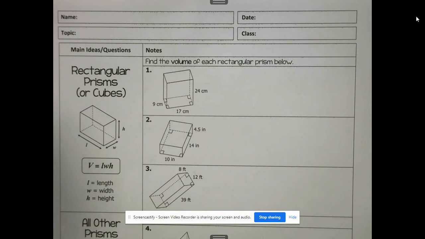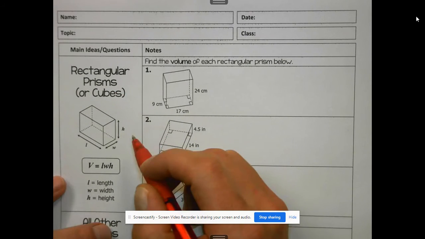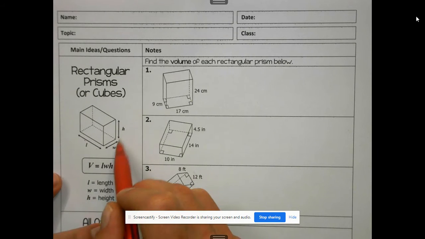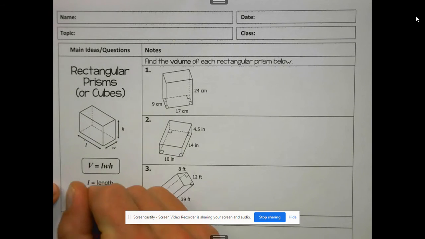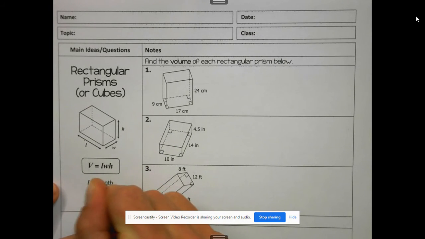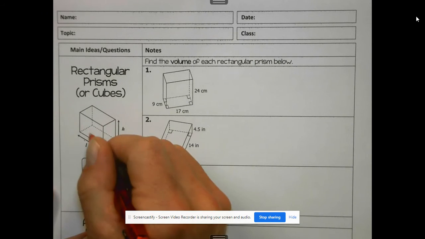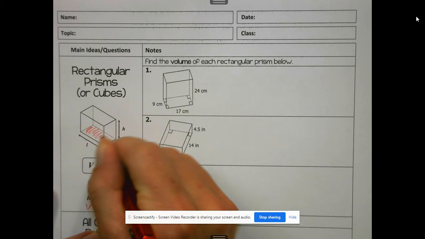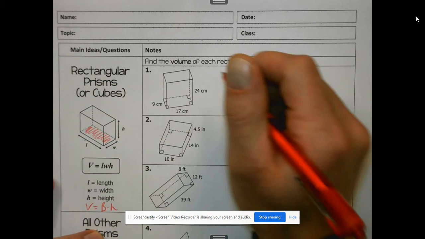So here we go. Prisms, rectangular prisms or cubes are up first. Your little formula is length times width times height. Or you might see it as this. It's on the other one, but if you see this, V equals capital B times H, that capital B stands for area of base. So if I look at the example right here, I'm going to highlight the base for you. So your base would be length times width, and then multiply that by the height. So pretty simple for 1, 2, and 3.